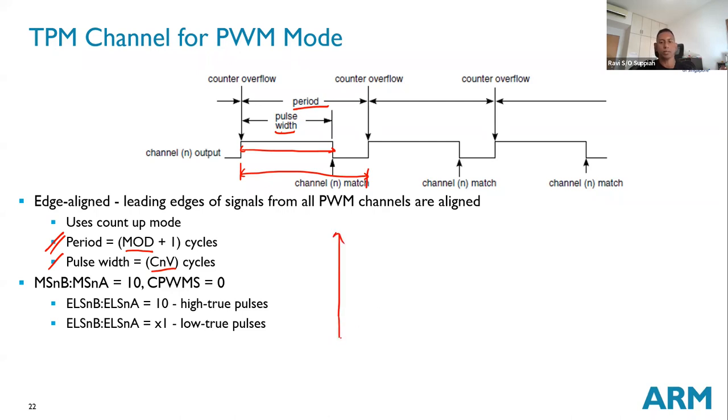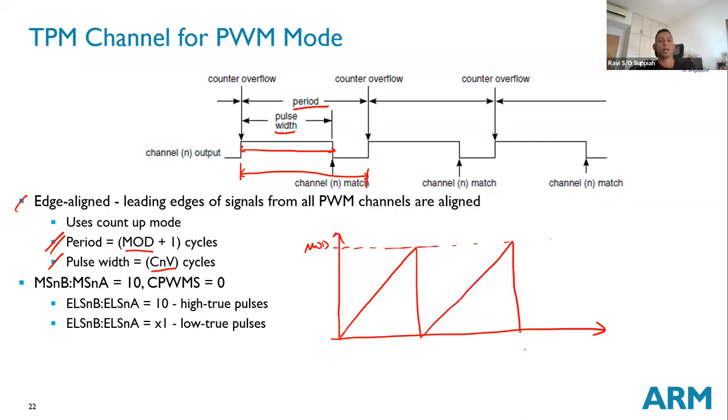If I were to draw out the sequence, what is happening depends on whether you use edge align or center align. If I use edge align, the counter will count up all the way till we reach the MOD value, and then it will reset and start again. Now this pulse width is the CnV value, that is, the value that I write into some register. So for example, let's say the value is somewhere here. This is the point where you will trigger the match. Depending on these two bits that we will set, you either get a pulse like this, or the other way around.